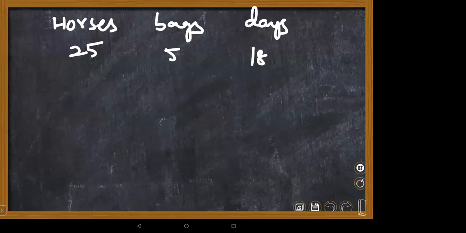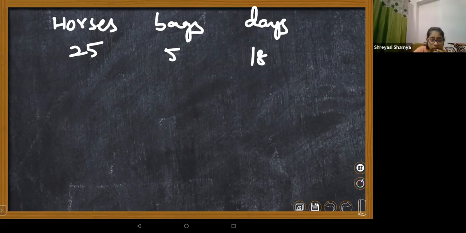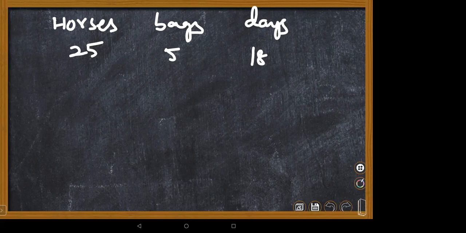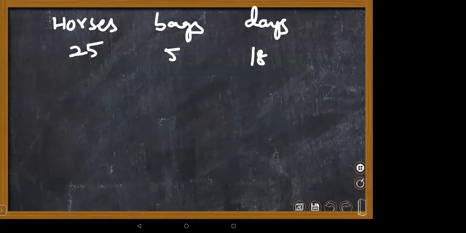Less days means less corn. Less number of horses means they will eat less corn or more corn? Less. So more horses means more corn. More days means more corn. So less days means less corn. Is it direct or indirect? Direct, ma'am, direct proportion.